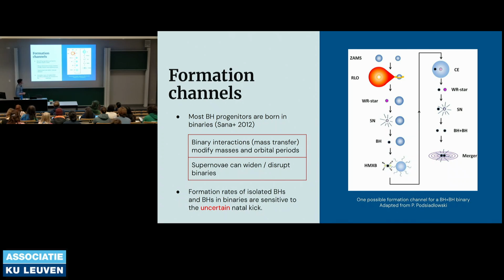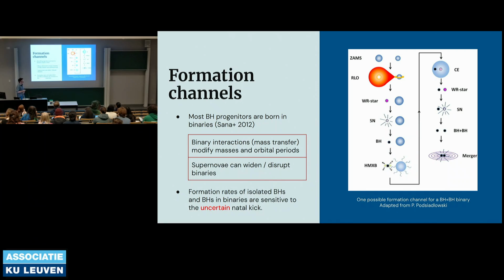So you start at the zero-age main sequence. You might have some stable mass transfer, a supernova in the more massive star forming a black hole, later a high-mass X-ray binary followed by unstable mass transfer, another supernova, and then your binary black hole. Now, this is one particular channel. It doesn't necessarily represent even the most common one.